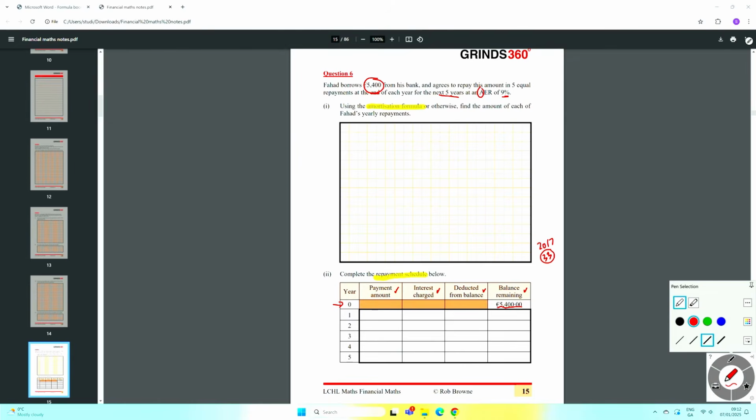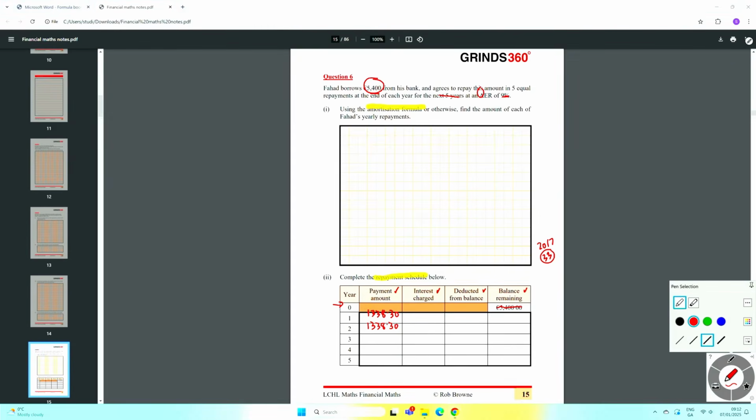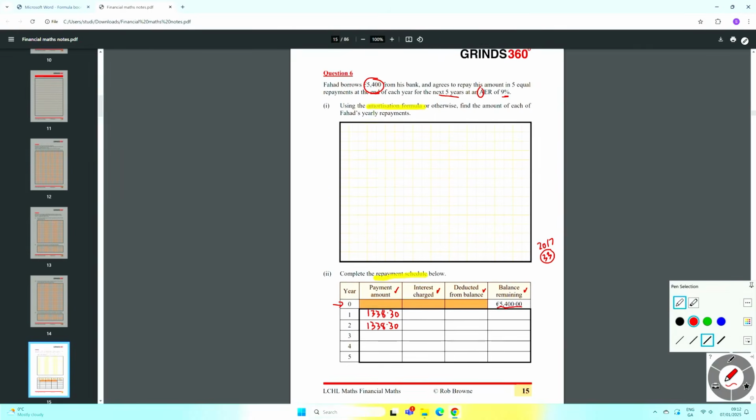We now also know his payment amount, right? So we know that this payment amount down here is 1338.30. So this here is going to be 1338.30 every year. So to do a repayment schedule, you need those 2 numbers: how much he borrowed and how much he paid, because this is not going to change. Okay. So let me just fill those in. Right, the payment amount is the same every year. That's what you worked out previously.